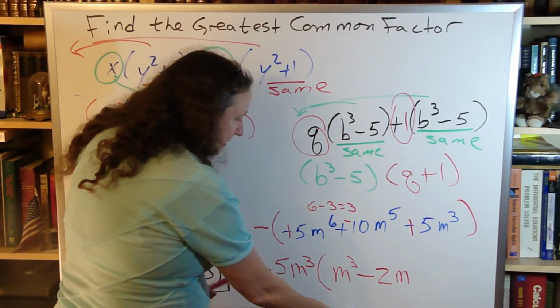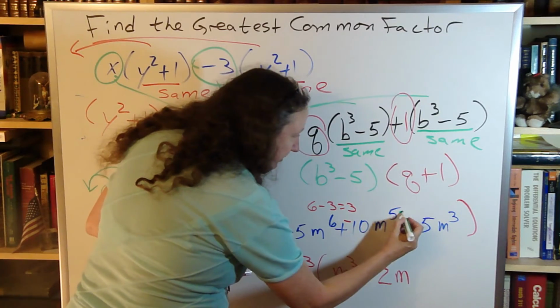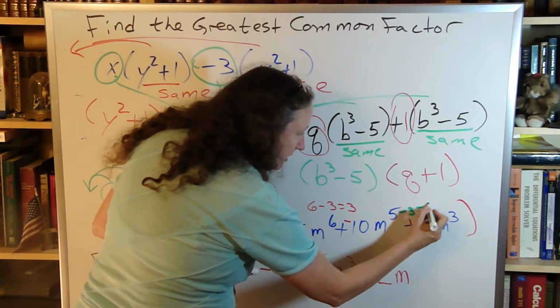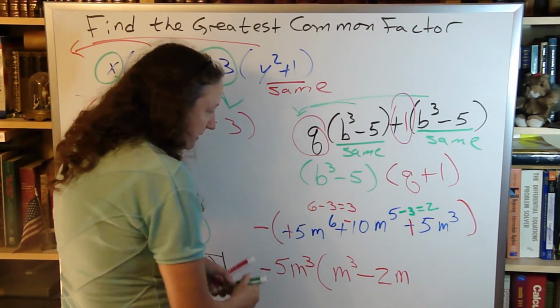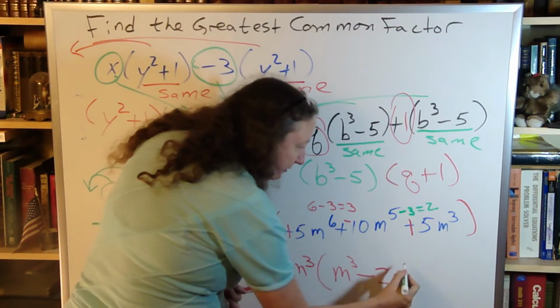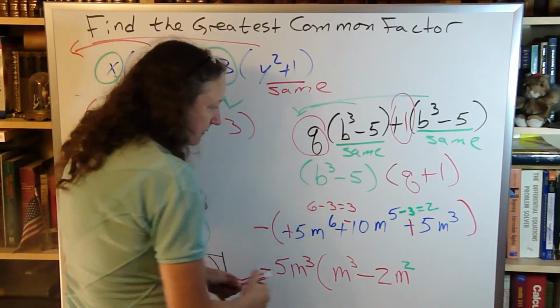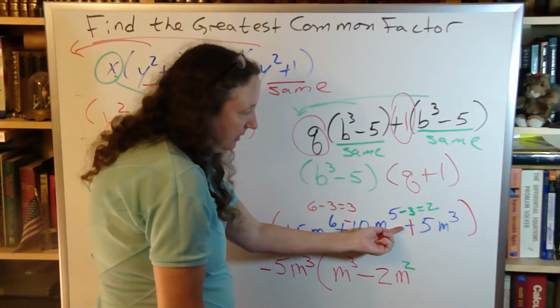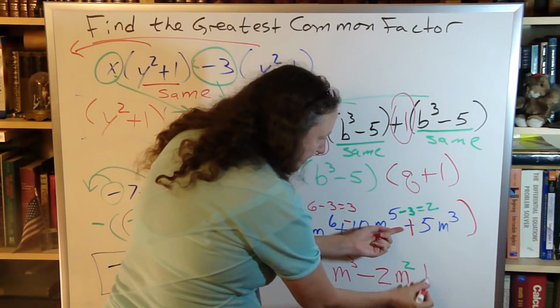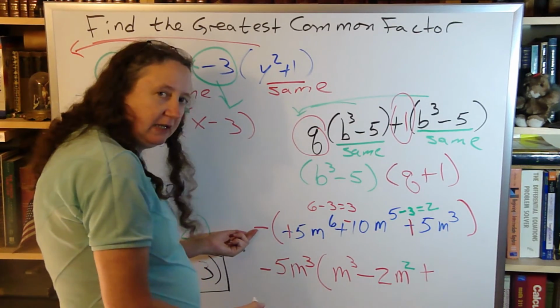I take my subtraction here. I'm subtracting 3 from that. I get 2 left over. So my exponent here is 2. Now I have a plus sign. Remember, I already took care of that negative before.